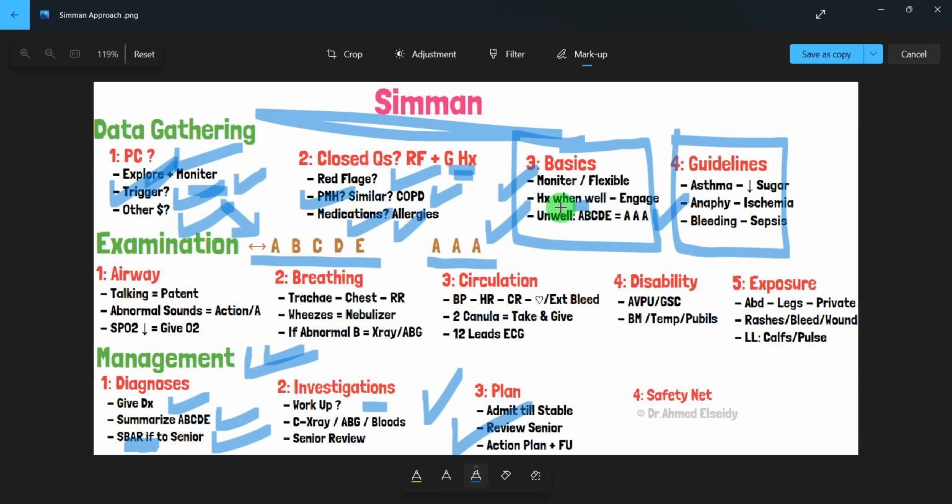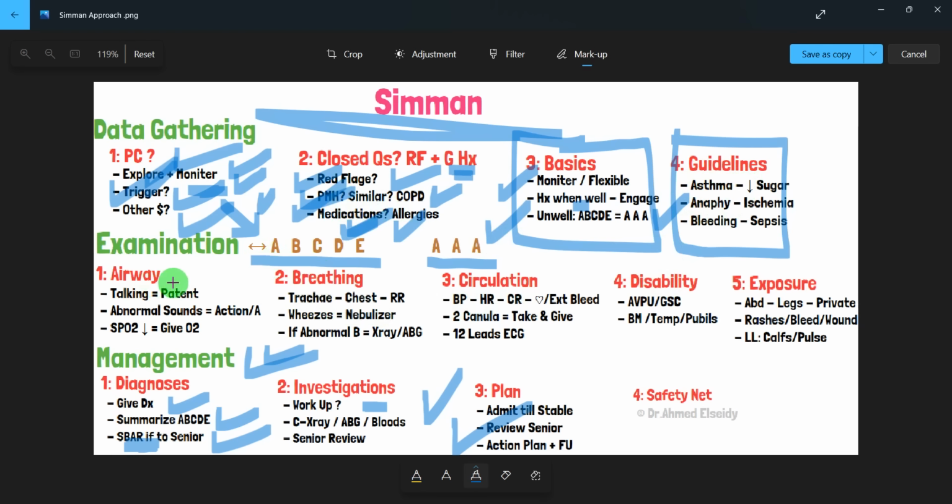When I'm taking history, it's only a simple history: history of presenting complaint, any other symptoms with that, one question about red flags or differentials, relevant past medical history, and medication and allergies. Okay, guidelines, I will share them shortly with you. Please remember A, B, C, D, E.